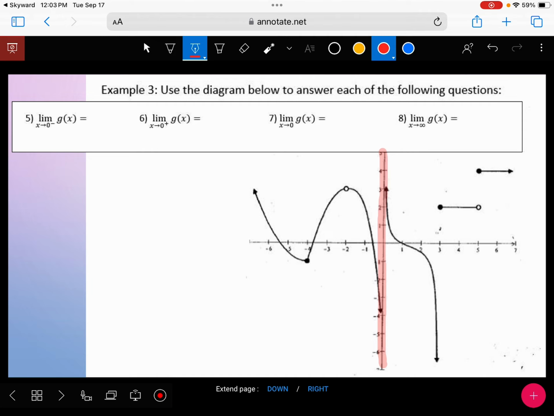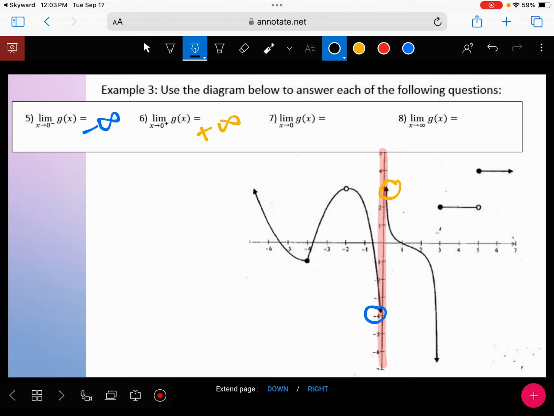So on the left side of the pink wall, notice that I have an arrow going down. So that means it's approaching negative infinity. On the right side of the pink wall, I have an arrow going up. So that means it's approaching positive infinity. So what would be my limit at 0? Does not exist. Is the left and the right doing the same thing? They have to do the same thing.